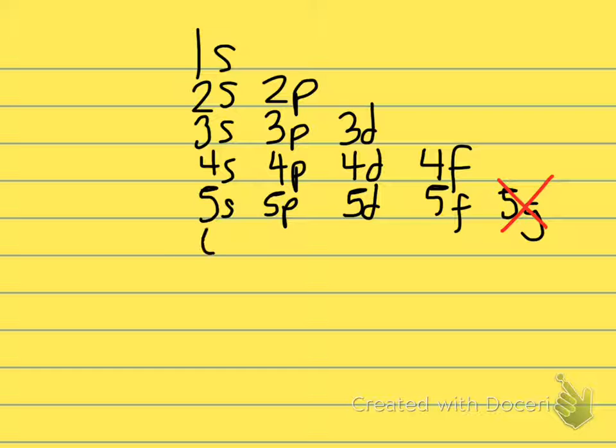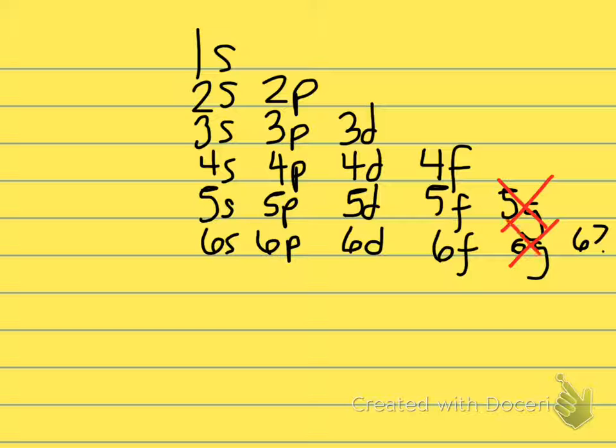Okay, so then 6s, 6p, 6d, 6f. Again, we could do 6g, and whatever comes after g, I don't know. I don't know if anybody knows. I sure don't. We generally don't mess with those because, like I said, the odds of you getting an atom that would need to put electrons there are slim to none.